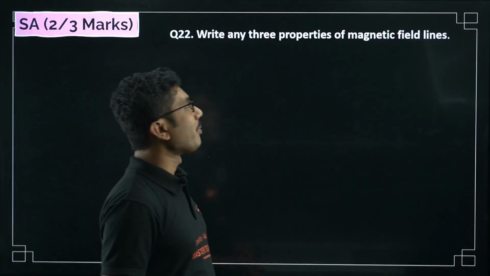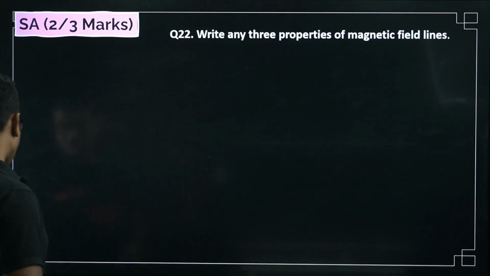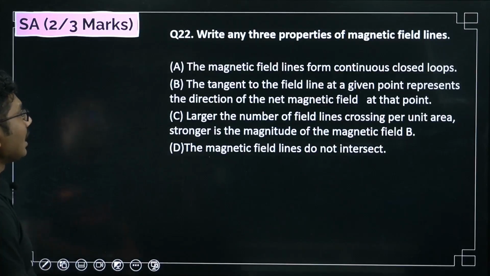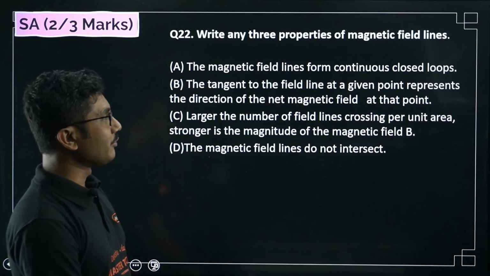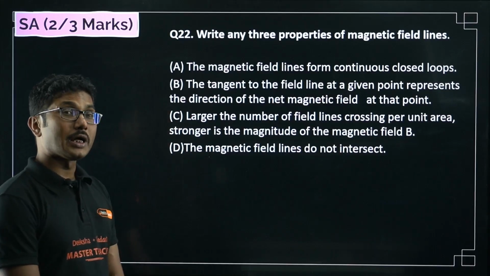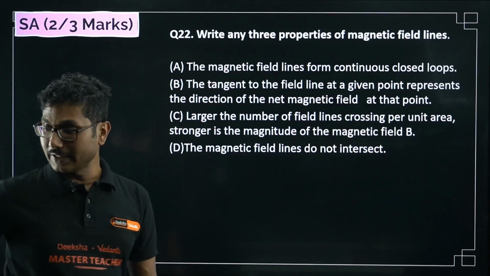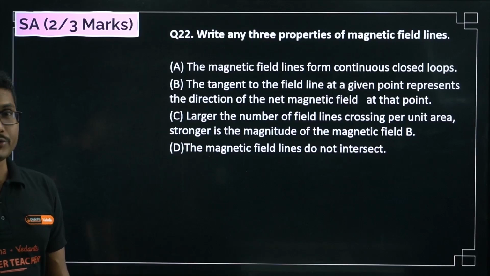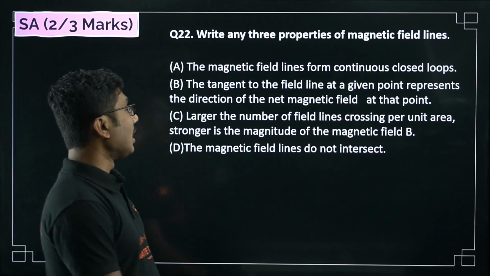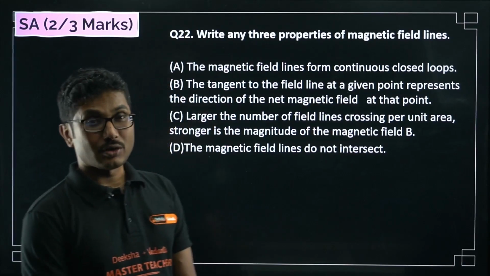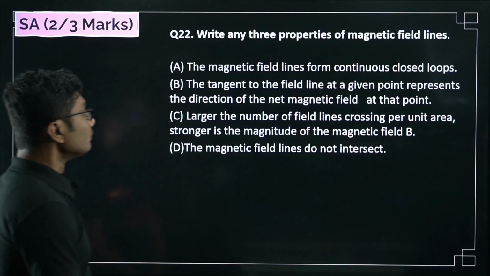Write any 3 properties of magnetic field lines. Another common question, easy question. The magnetic field lines form continuous closed loops. In case of electric field lines, the loops are not closed, they are open. Magnetic field lines are continuous and closed. So that is the difference.